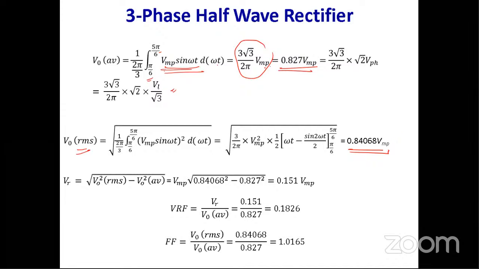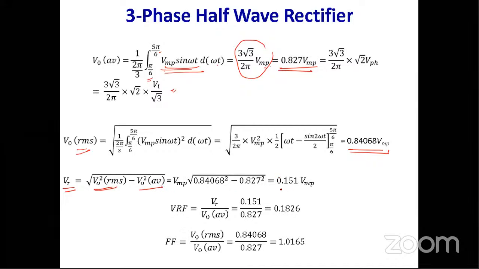Now after calculating the average output voltage and RMS output voltage, our target is to determine the ripple voltage. I already mentioned this equation maybe in the first or second class. This is the formula for finding the ripple voltage, which is equal to the root of the RMS output voltage squared minus the average output voltage squared.